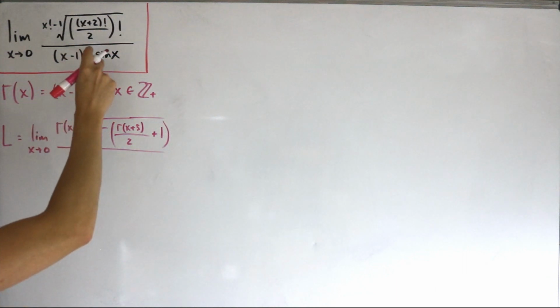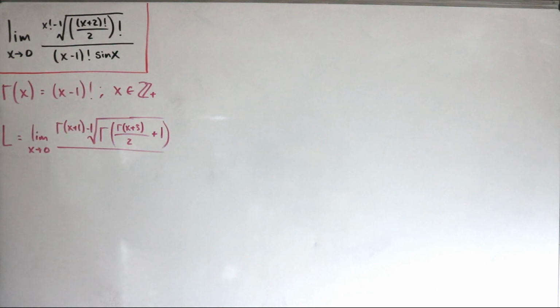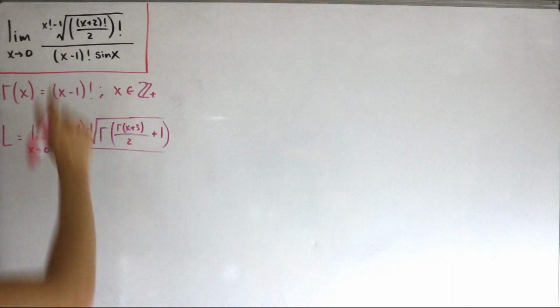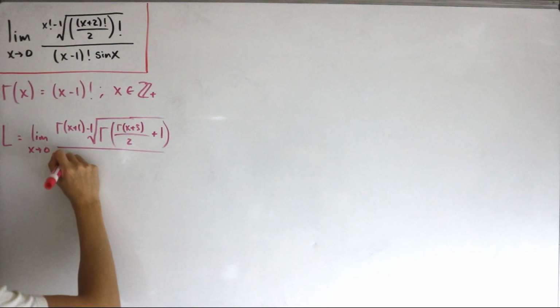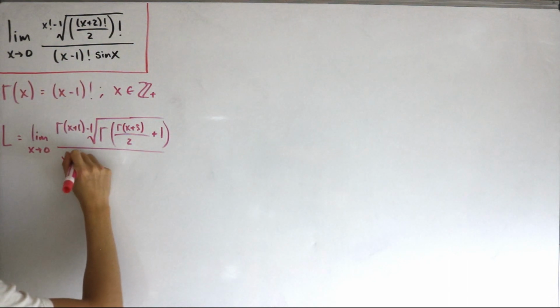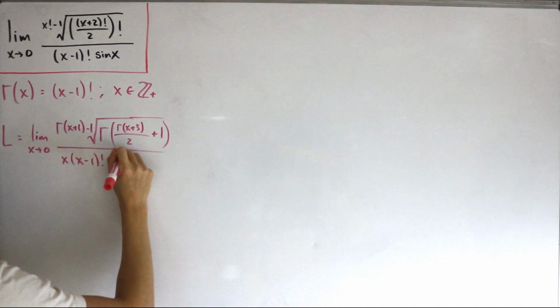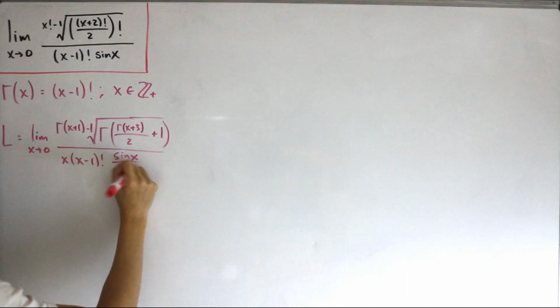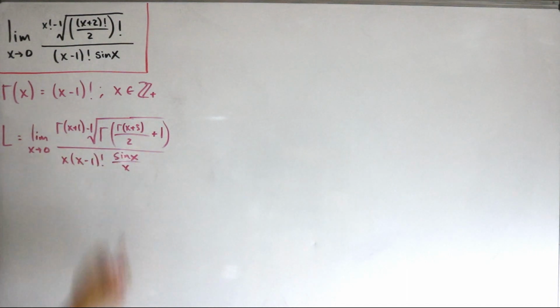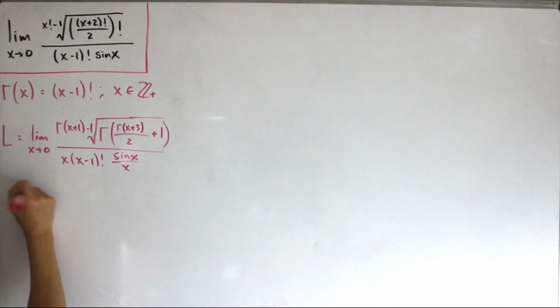Here's a little thing I'm going to do that's very interesting. I'm going to multiply and divide by x. The x is being multiplied with the (x minus 1) factorial, all this being divided by sine of x, and we're dividing the x into the sine function over here. Okay, so now we can simplify some things further.